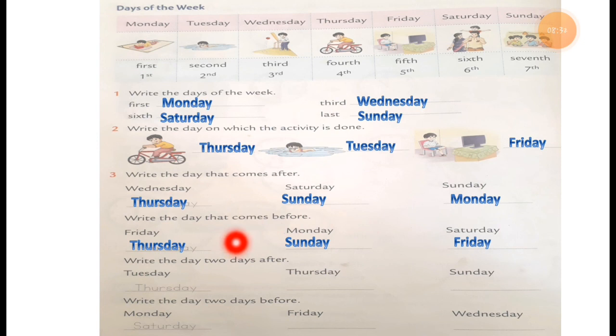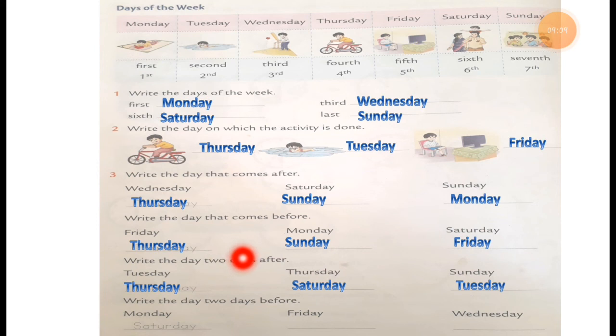Write the day that is 2 days after. Here is Tuesday. After Tuesday, it's Wednesday and Thursday. So the second day is Thursday, write down Thursday. Then Thursday: after Thursday, it's Friday, and the second day is Saturday. Then Sunday: after Sunday, it's Monday and Tuesday. So here we have to write down Tuesday.